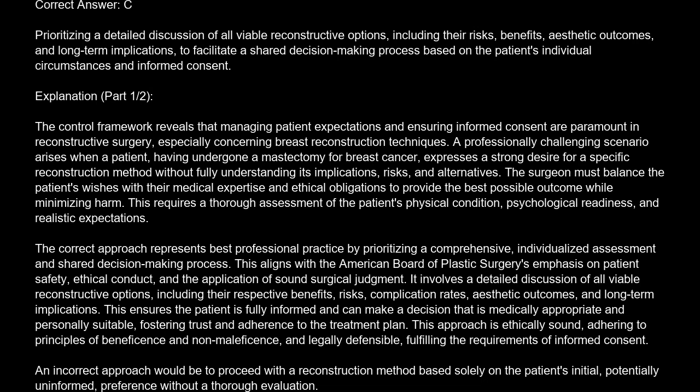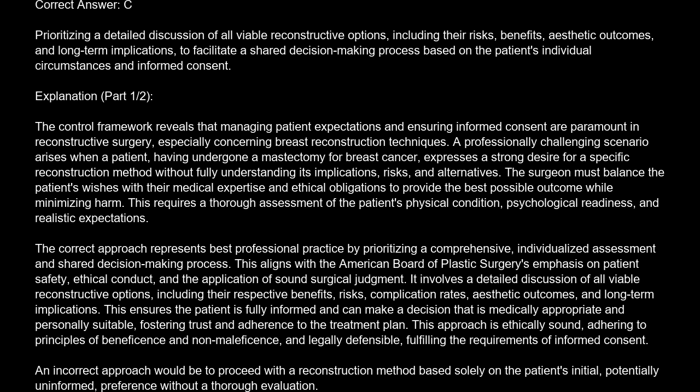The correct answer is C. Prioritizing a detailed discussion of all viable reconstructive options, including their risks, benefits, aesthetic outcomes, and long-term implications, to facilitate a shared decision-making process based on the patient's individual circumstances and informed consent. Explanation. The control framework reveals that managing patient expectations and ensuring informed consent are paramount in reconstructive surgery, especially concerning breast reconstruction techniques.